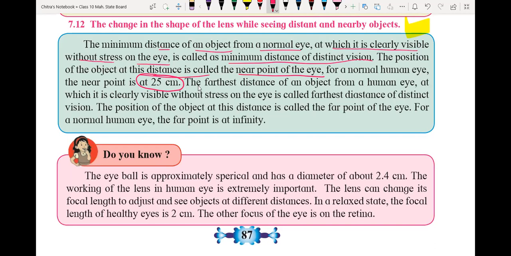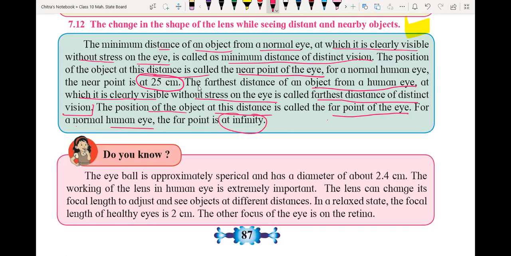Okay, next, the furthest, meaning the longest distance of an object for the human eye at which it is clearly visible without stress on the eye, is called the furthest distance of distinct vision. It is the infinite distance. The position of the object at that distance is called the far point of the eye. So for a normal eye, the far point of distinct vision is infinity.